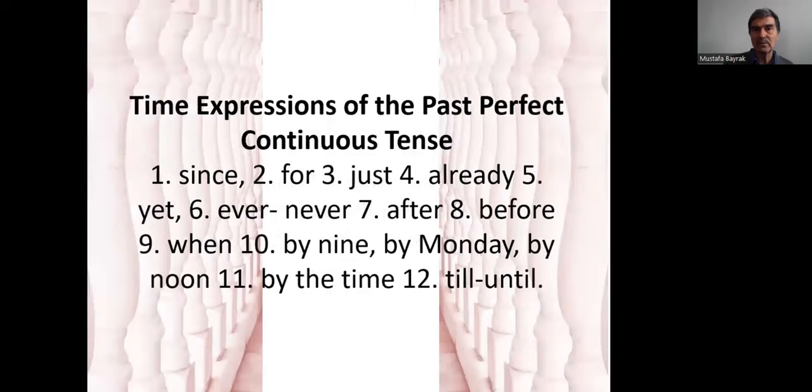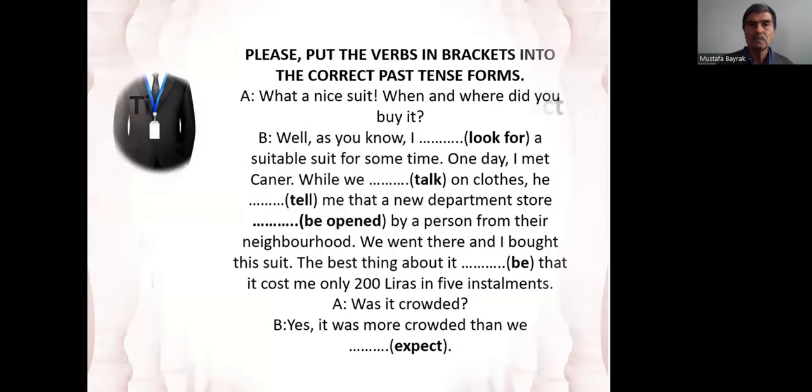Okay, the time expressions of the past perfect continuous tense are since, for, just, already, as you can easily guess, as they are in the present perfect tense. So in past perfect continuous tense and present perfect continuous tense, we use those expressions. Okay, already, yet, ever, never, after, before, when, by 9, by Monday, by noon, by the time, or till, until. These are important.